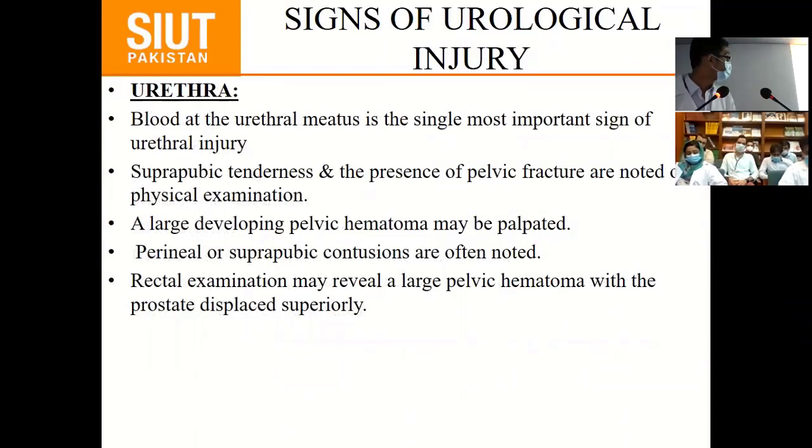Trauma of urethra presents with blood at the urethral meatus, which is the single most important sign of urethral injury. Suprapubic tenderness and the presence of pelvic fracture are noted on physical examination. A large developing pelvic hematoma may be palpated. Perineal or suprapubic contusions are often noted. DRE reveals a large pelvic hematoma with the prostate displaced superiorly.